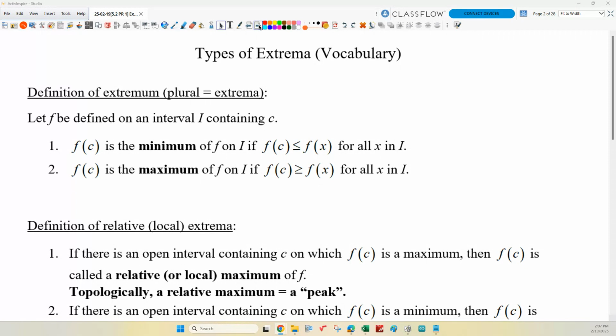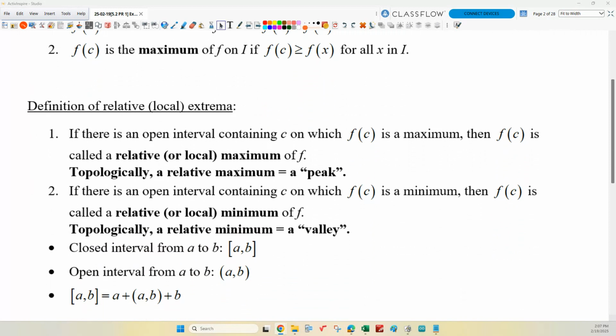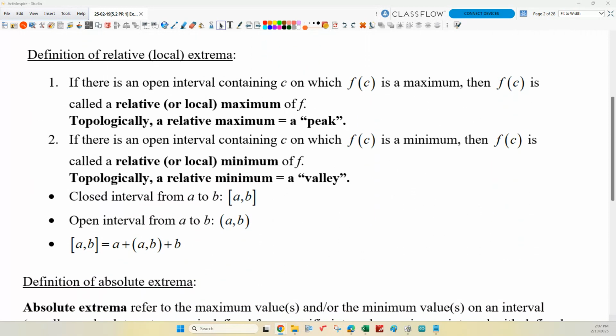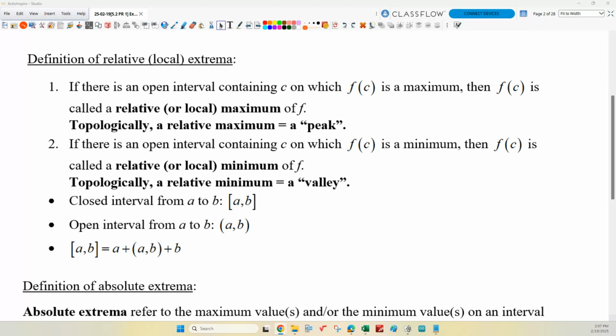It's a maximum if when we plug c into the function, there's no other point that's higher than that on our interval. Okay, that's how we would define an extremum. So now we've got to get a little more specific. If we're going to talk about local, or we usually call them relative, sometimes people call them local extrema.